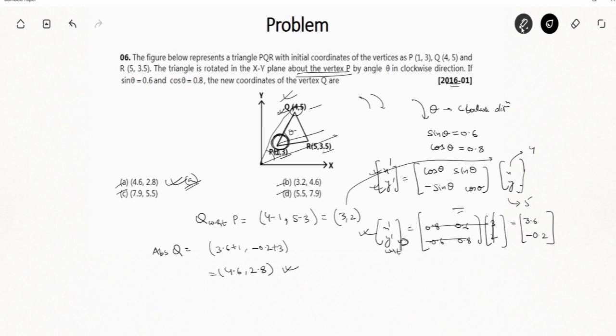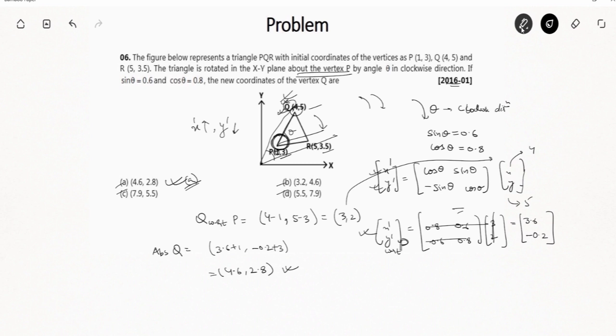Another question where you might find the options a bit confusing. But in this question, if we rotate coordinate Q with respect to P in the clockwise direction, very simply you can conclude that the x value of point Q will increase, the new x dash will increase, and the y value of coordinate Q will decrease.